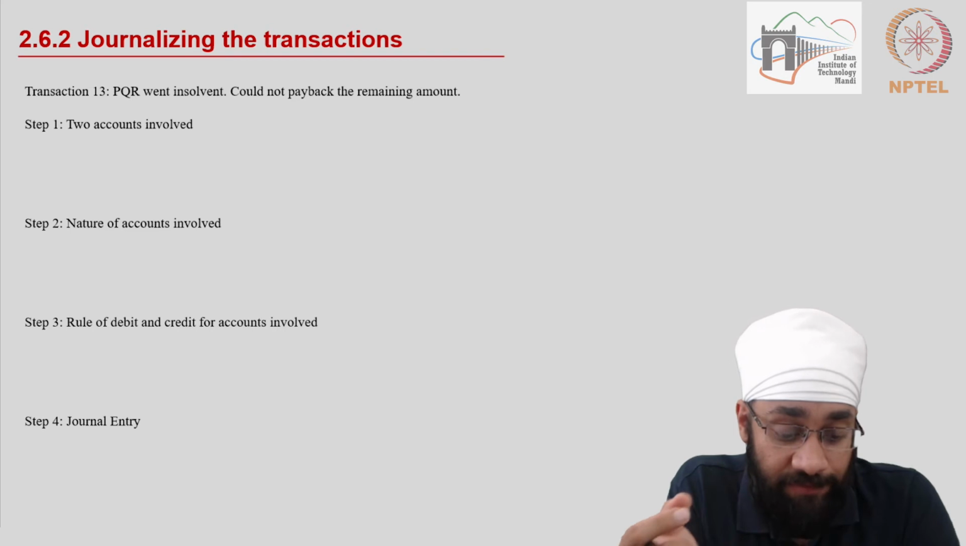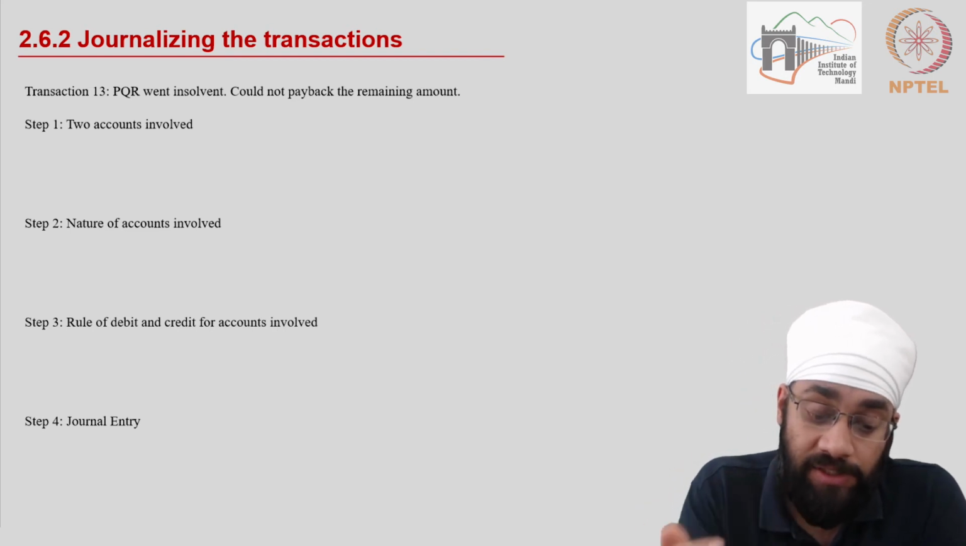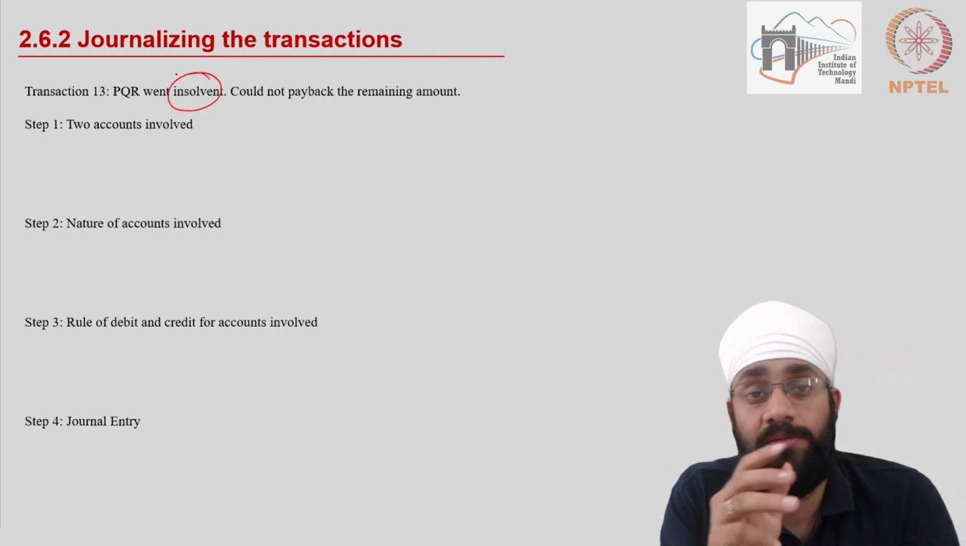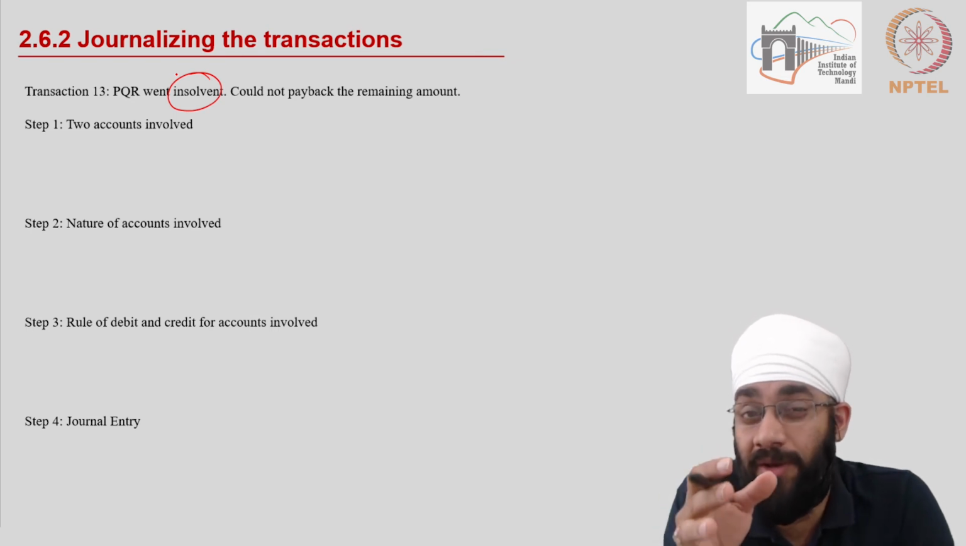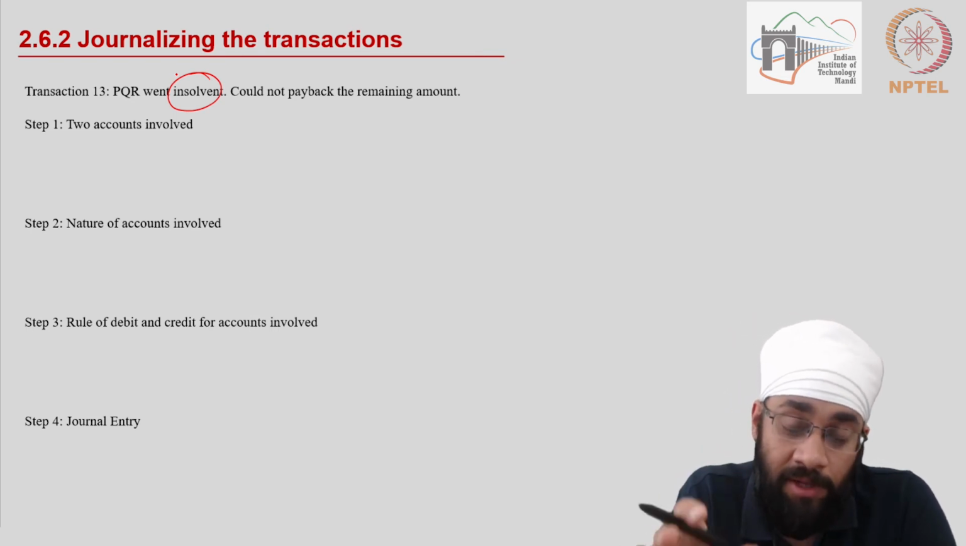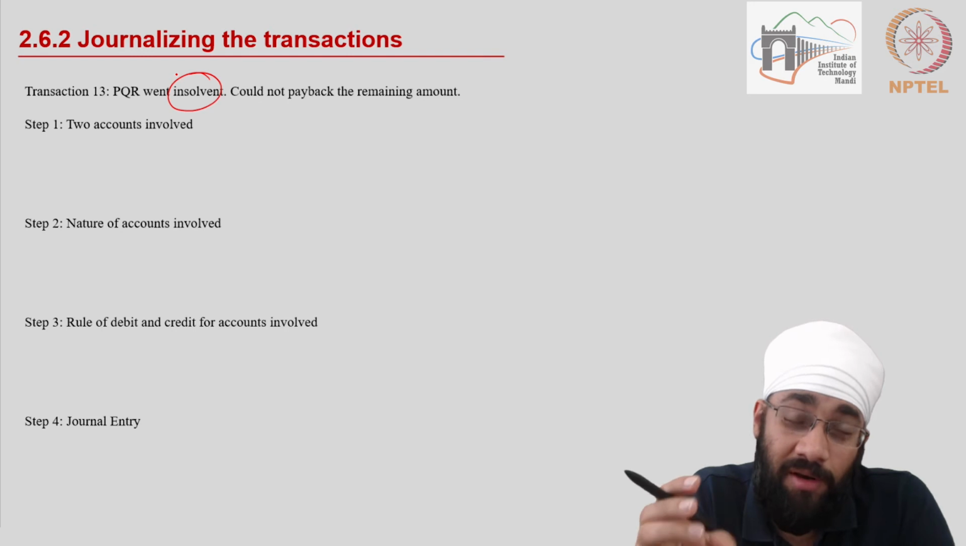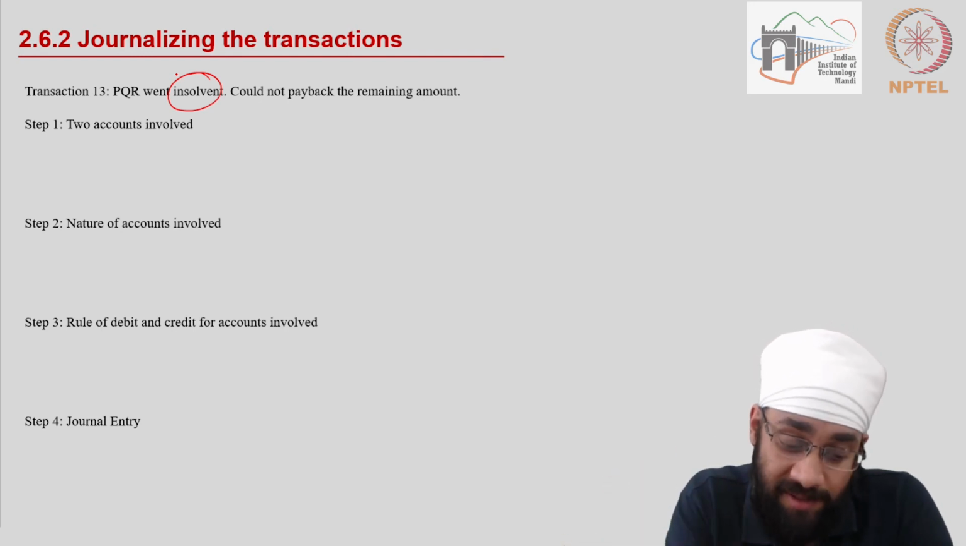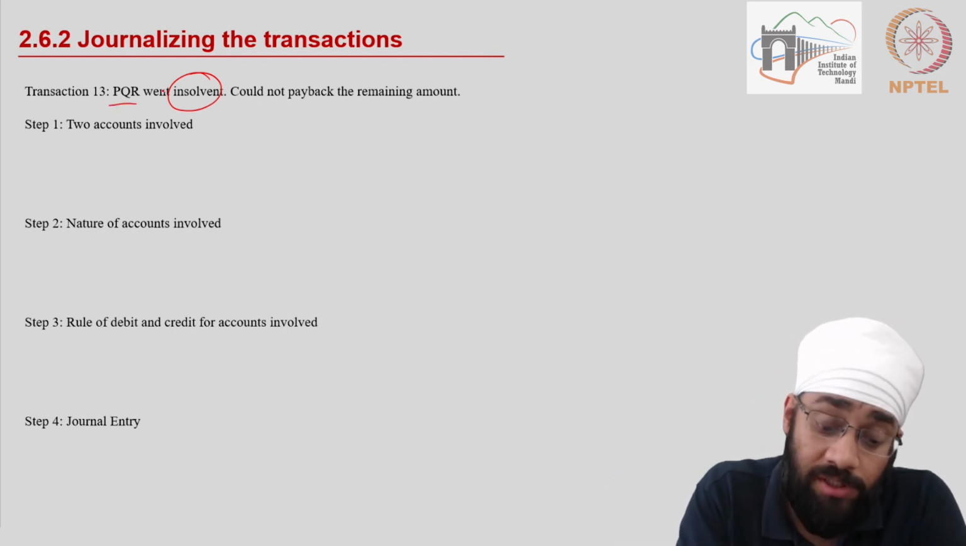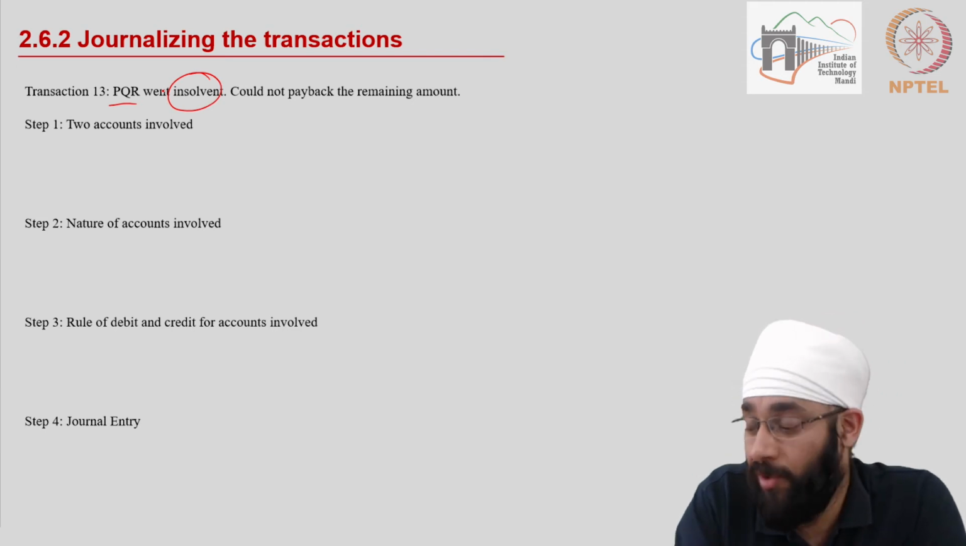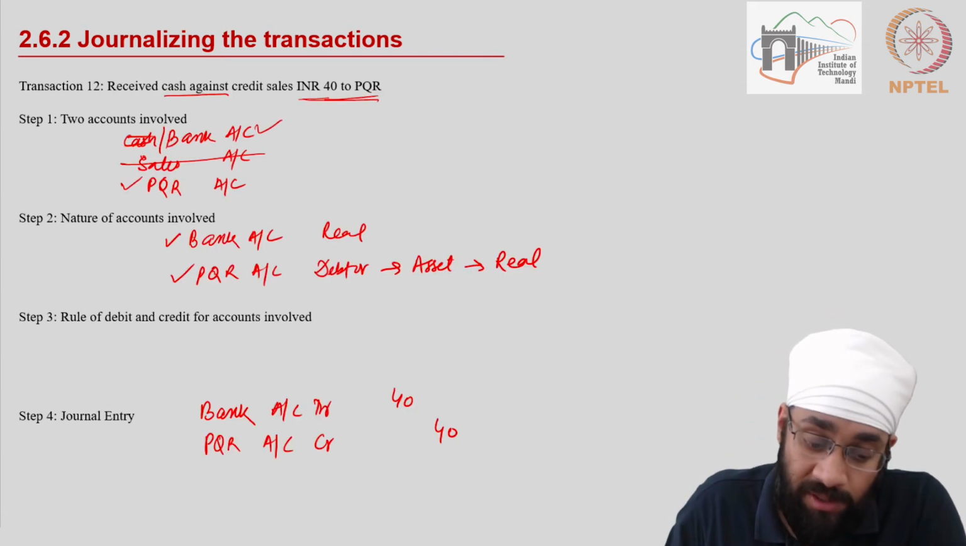Only two transactions left. PQR went insolvent. What is insolvent? Insolvent means you're not able to meet your expenses, your liabilities, and you are closing down. When that happens, you cannot recover the amount from that customer. So PQR was your customer. Now he cannot pay you. So how much was remaining?